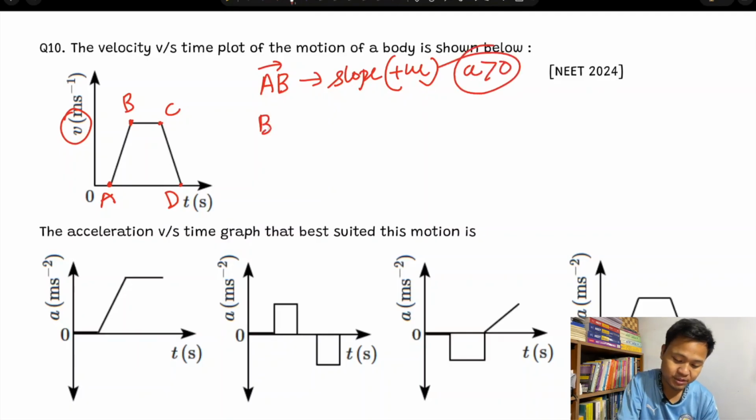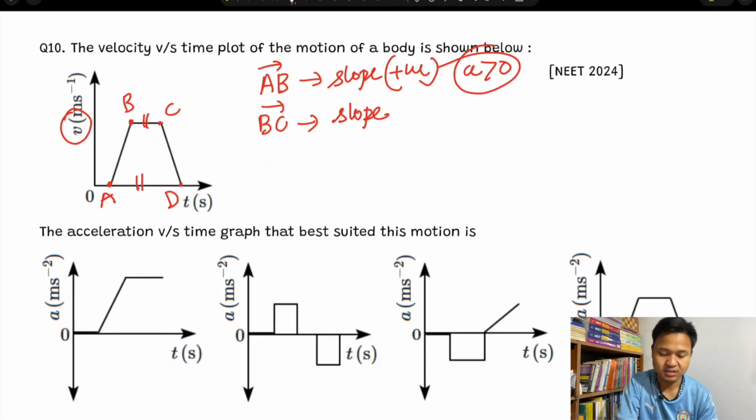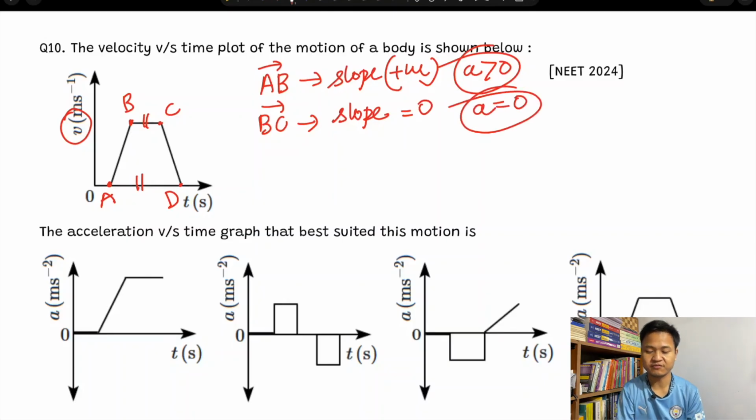Okay, now from B to C. From B to C, you can see that the line is parallel to the x-axis. So the angle between them is 0. So slope is 0, a is 0, from B to C.